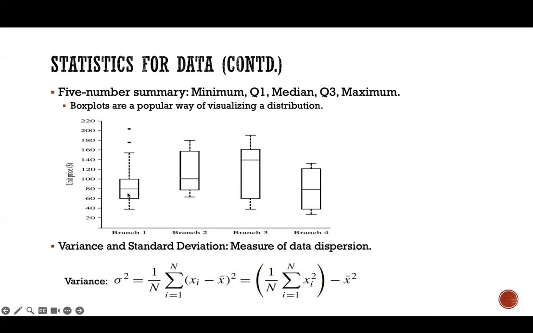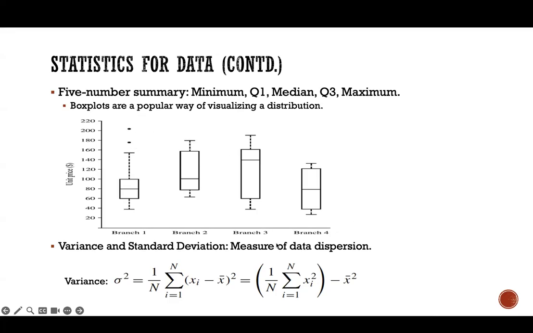A box plot looks like this, where this box is the interquartile range. The top of it is Q3, the third quartile. The bottom is Q1, the 25th percentile. The line in the middle is the median. The endpoints are the minimum and maximum, and then you could sometimes have outliers also visible in the box plot.